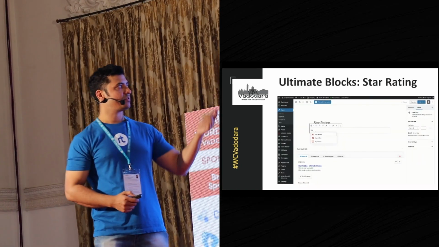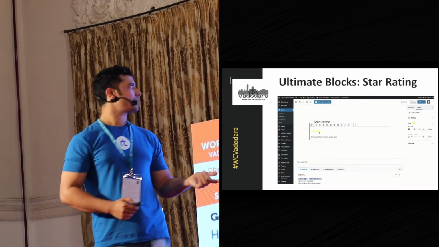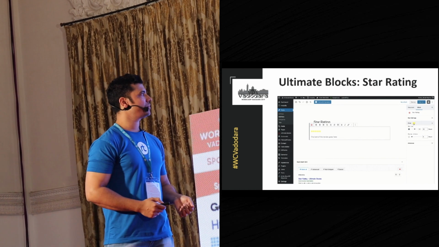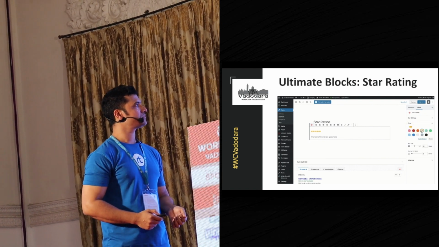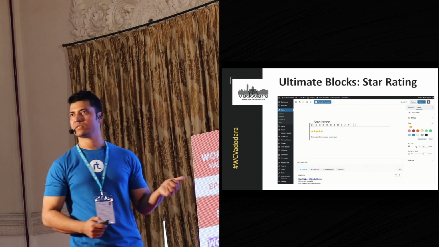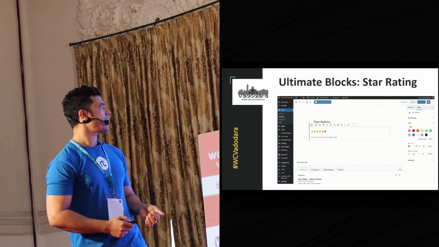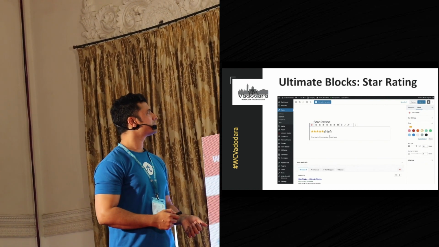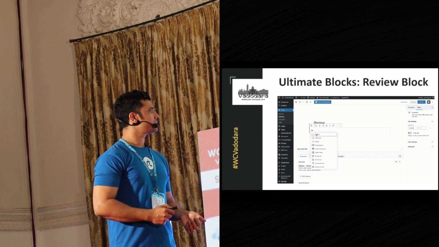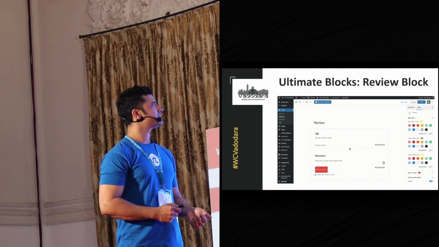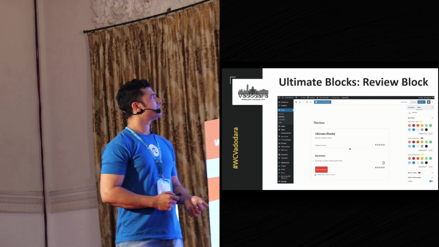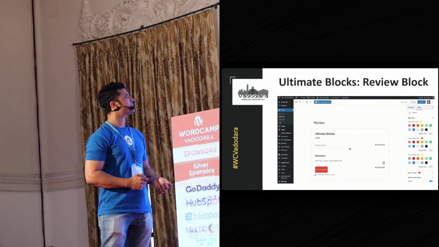For example, from the right hand side you have that option available, and you can put in content. And you can change the color as well. So it's pretty nice. You can check this out. Okay, I think we missed that one. Star rating. Okay, fine. Perfect.